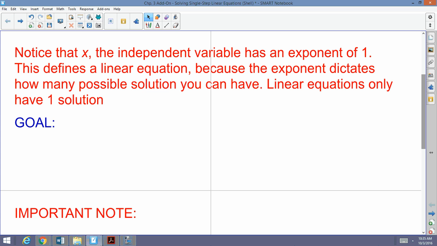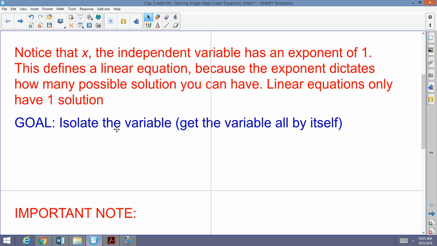The goal of any equation, no matter what, is to isolate the variable. Get the variable all by itself. It does not matter how complicated or how simple the equation is. The goal of any equation is to solve for the variable in question, to get that variable all by itself. You don't want to solve for a negative variable. You don't want to solve for a variable in the denominator. You don't want to solve for 2 times the variable. You want to solve for the variable alone, by itself.